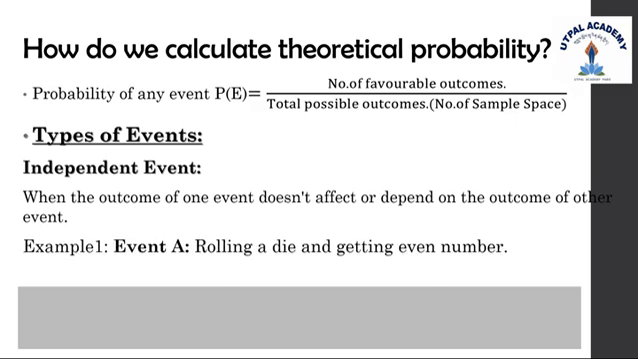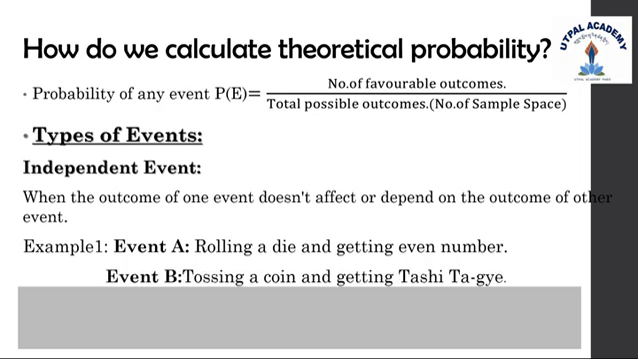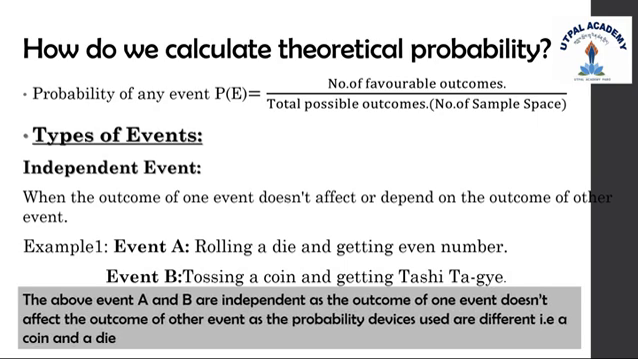Example 1: we have event A, rolling a die and getting an even number. Event B, tossing a coin and getting tashitage. Let us verify whether they are dependent or independent. The above events A and B are independent, as the outcome of one event doesn't affect the outcome of the other event.